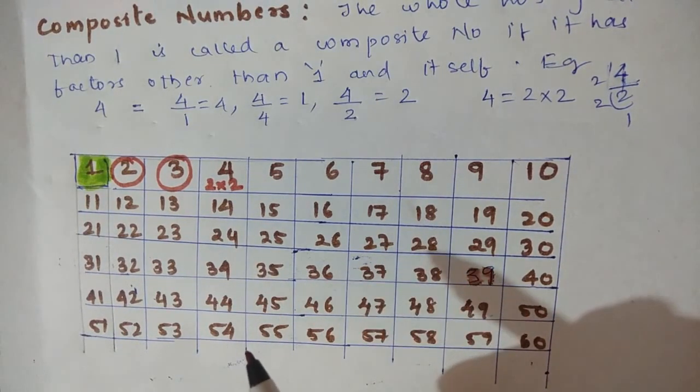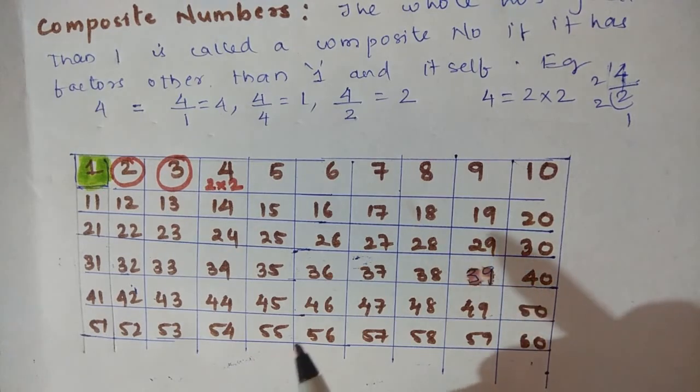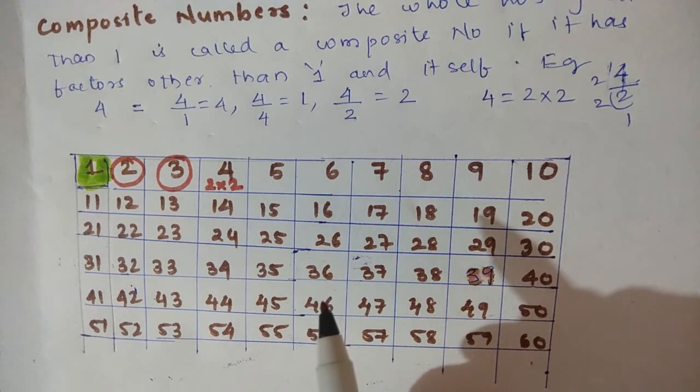What about 5? 5 cannot be written as a product of any other number smaller than it other than 1 and itself, right? So it can only be written as 1 into 5 or 5 into 1. We cannot write 5 as the product of any number greater than 1. So therefore 5 is what type of number? 5 is a prime number.